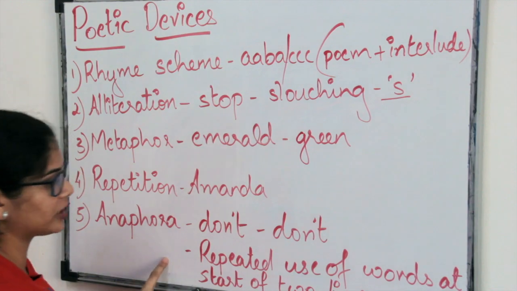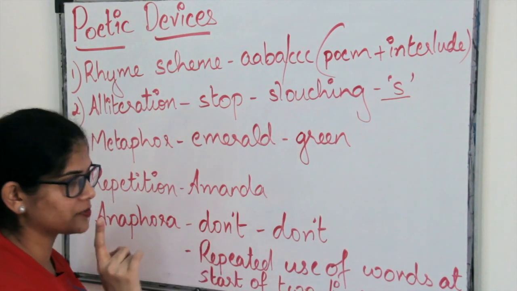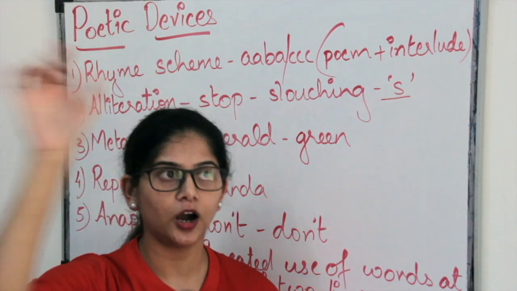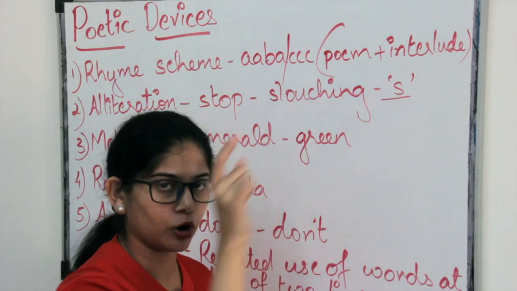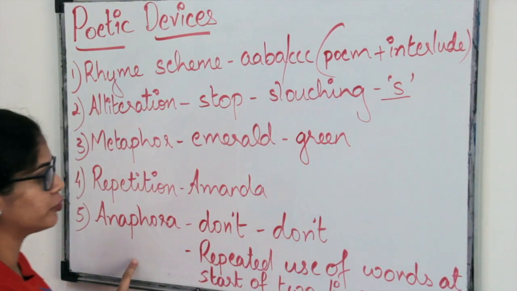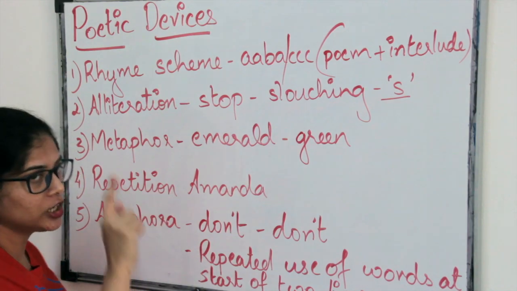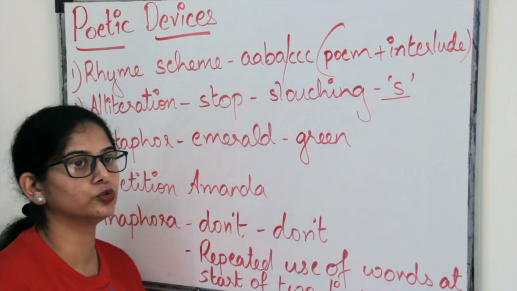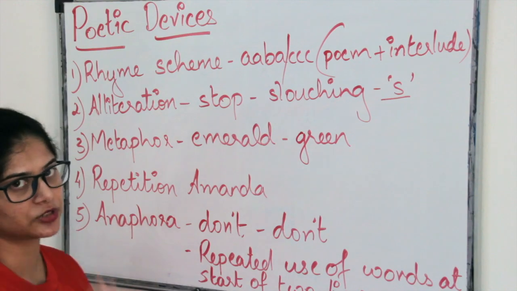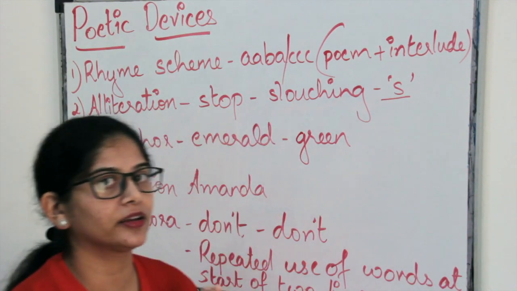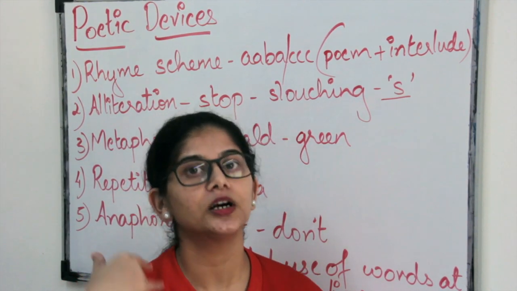Now, what is anaphora? I've written the definition for you if it is a new thing for you. Repeated use of words at the start of two lines. That is, don't bite your nails, Amanda. Don't hunch your shoulders, Amanda. So the word don't is repeated at the start of two or three lines. That is called anaphora. So repetition is a word which has been repeated at any point of the line. But anaphora should be repeated at the start of two or more lines. That is called anaphora. So these are the important poetic devices in the chapter. So please look into it. Regarding rhyme scheme, how to check the rhyme scheme of a poem, I will put the link in the description box. Please check it.